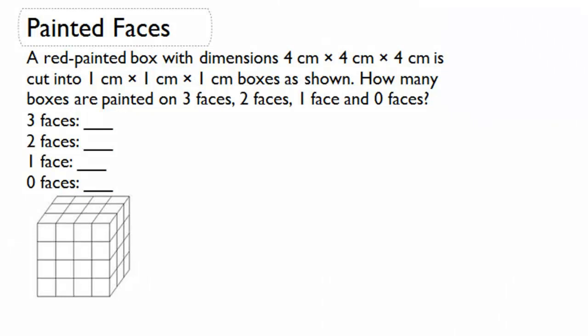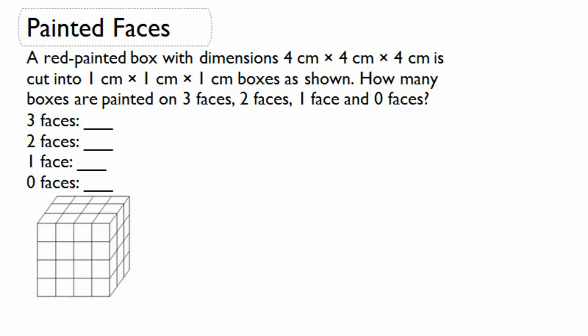Now let's talk about painted faces. A red painted box with dimensions 4 centimeters by 4 centimeters by 4 centimeters is cut into 1 centimeter by 1 centimeter by 1 centimeter boxes as shown. How many boxes are painted on 3 faces, 2 faces, 1 face, and 0 faces?